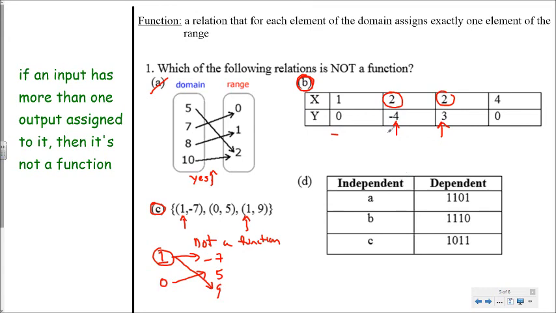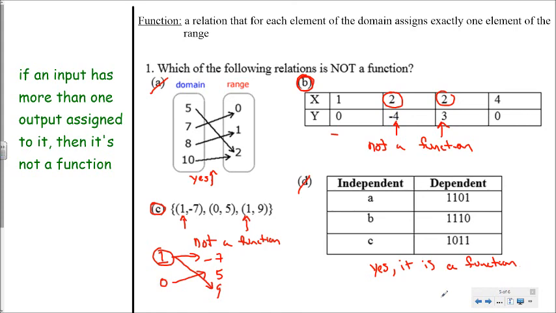So actually let's label that not a function. In part D, for each of my values of the independent variable, so each value in my domain, gets assigned a different output. None of these outputs are the same. So since each value of the domain gets assigned a different value of the range, that's okay. This is a function. Yes, it is a function.